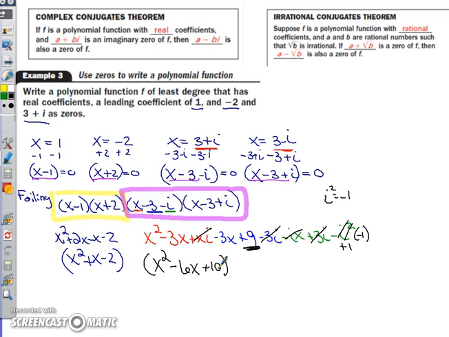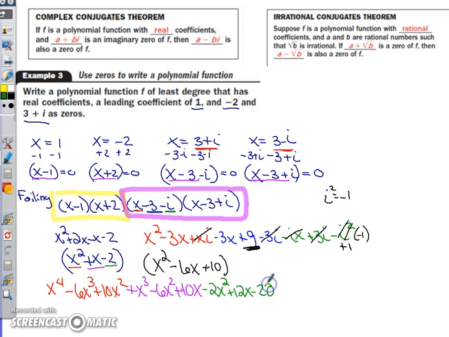All right. Now you'll see that all our imaginary numbers have gone away. And then you just have to multiply again. So x squared times everything in here gives me x to the 4th minus 6x cubed plus 10x squared. x times everything in here is plus x cubed minus 6x squared plus 10x. And then negative 2 times everything in here is negative 2x squared plus 12x minus 20.